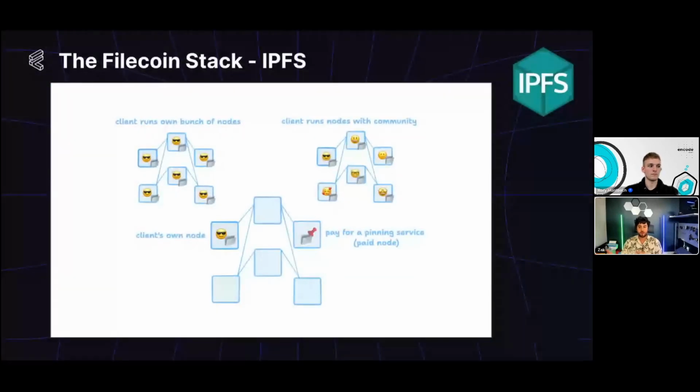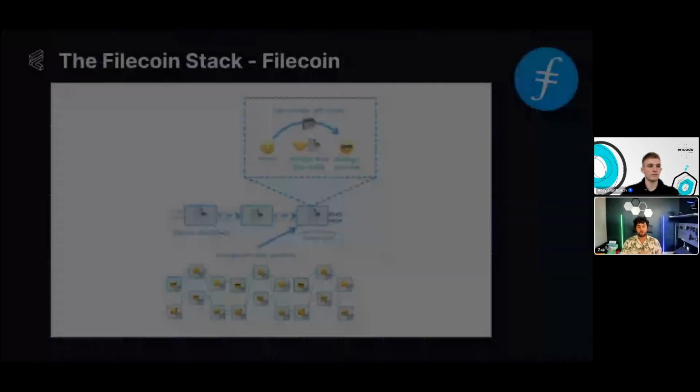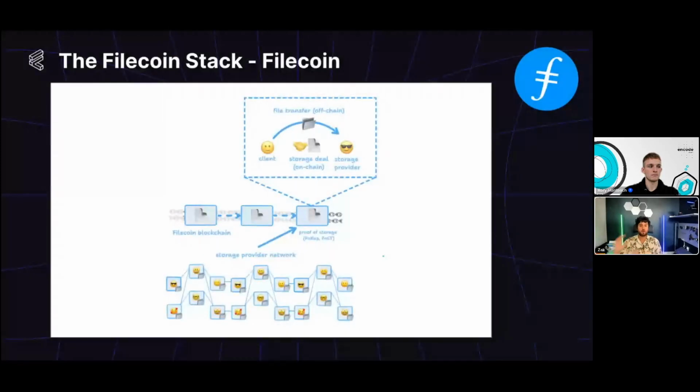So you have IPFS for hot storage as its own network. There's a bunch of different ways you can run it. A client can run their own nodes, they can share nodes with the community, or they can use a pinning service to keep their data up. But either way, there's no guarantee that your data will be stored. Meanwhile, with Filecoin, due to crypto-economic guarantees, you have strong guarantees that your data will be stored, right?